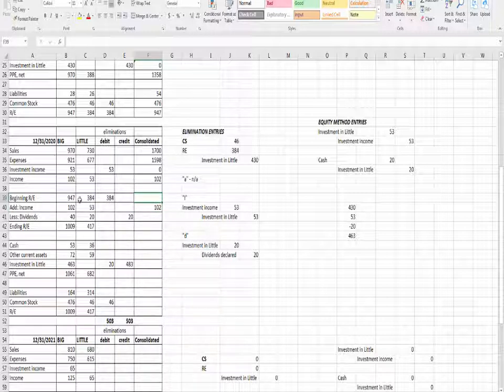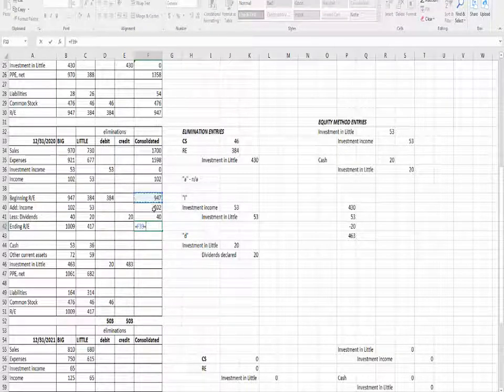So beginning retained earnings, credit plus credit minus debit. My income is already there. Dividends declared, debit plus debit minus credit. So my ending retained earnings, again, I'm getting down to a calculation or a subtotal. I don't want to add across. I don't want to add 1,009 plus 417. Instead, I want to work my way down the consolidated statement of retained earnings.